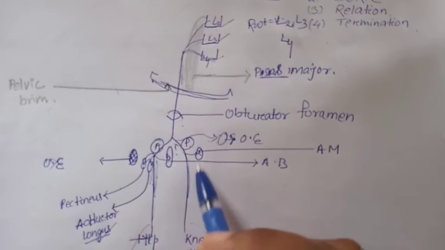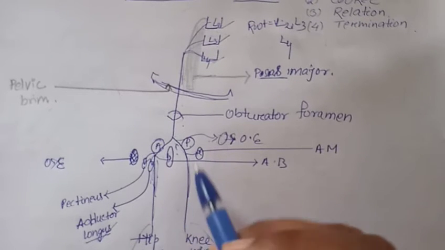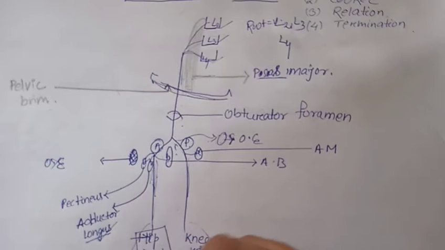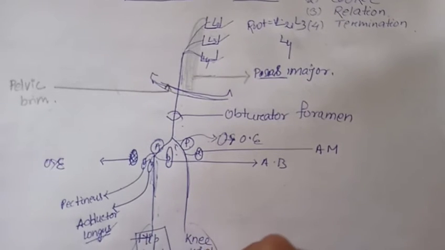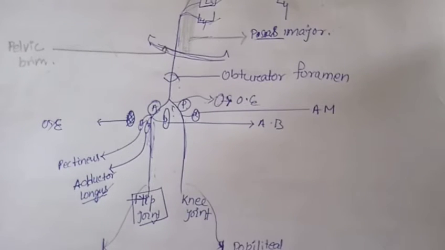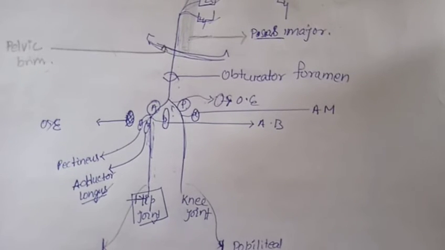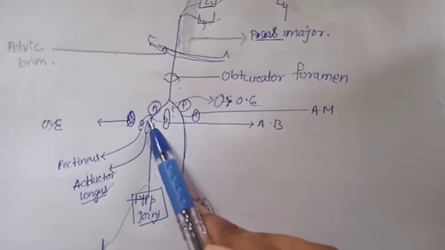One important thing is the articular branch of the anterior division: the hip joint. Hip joint is the articular branch of the anterior division.